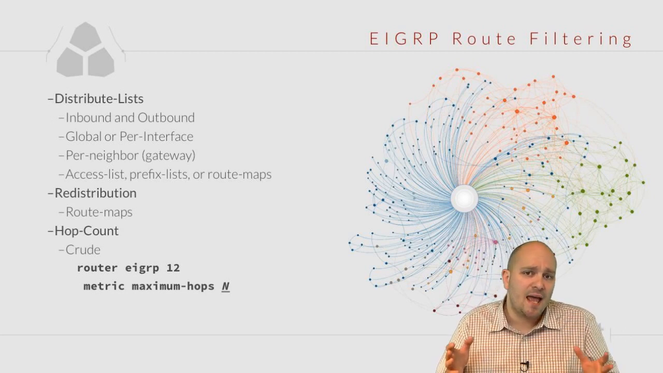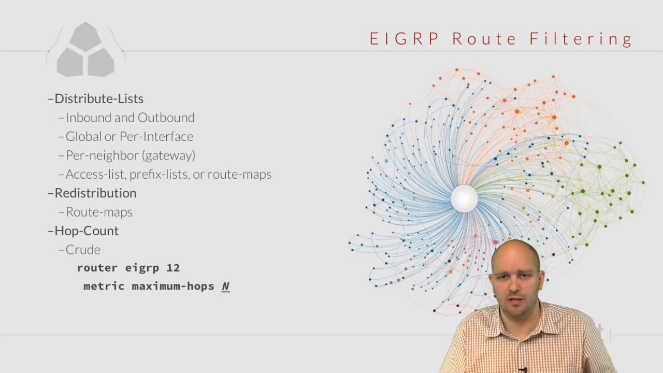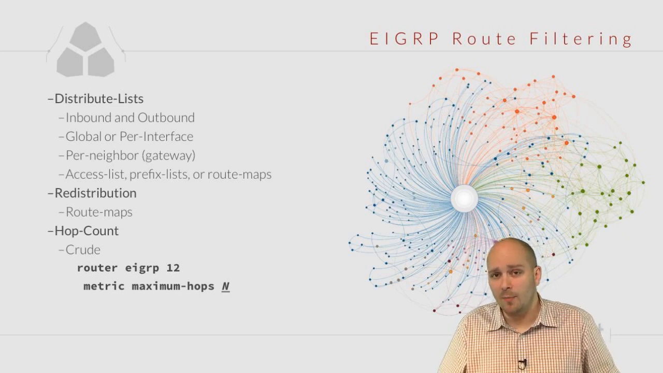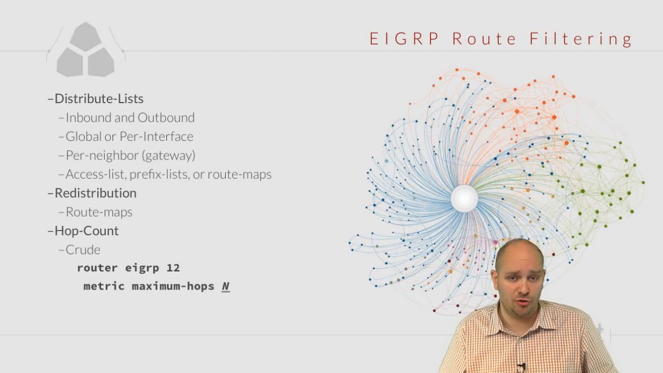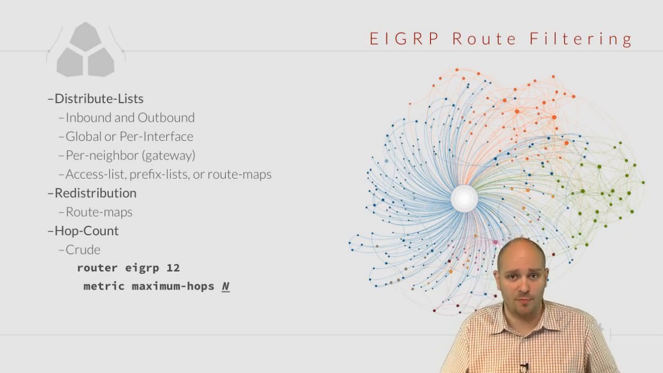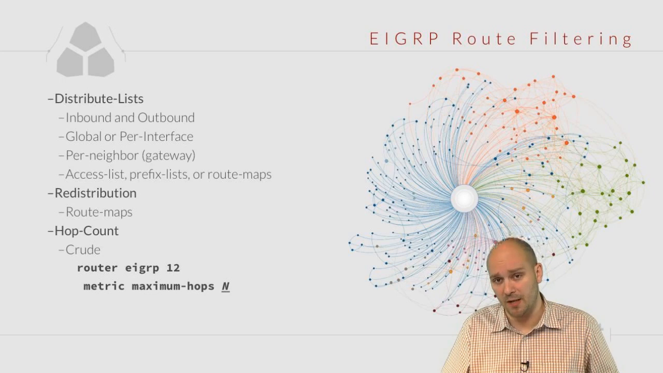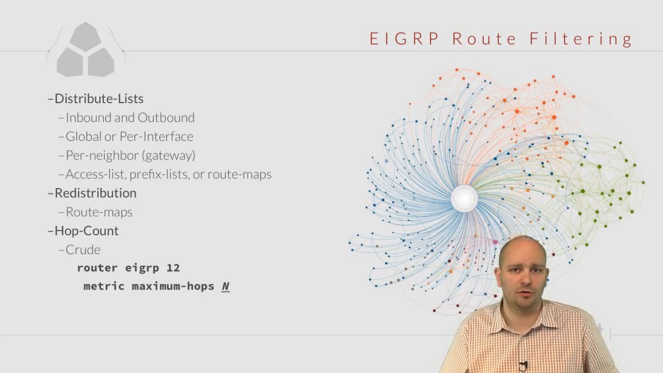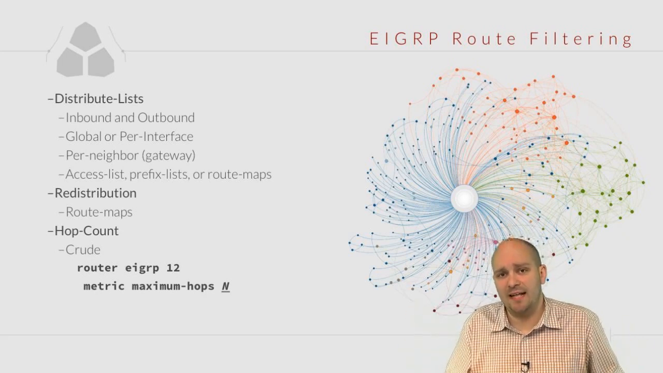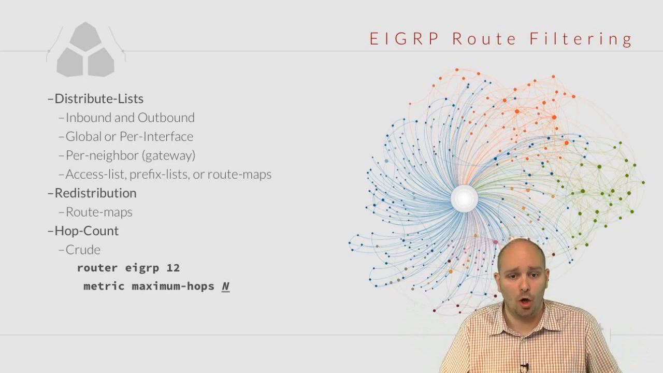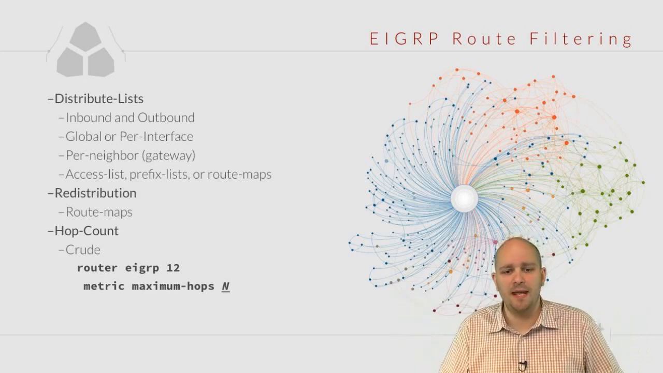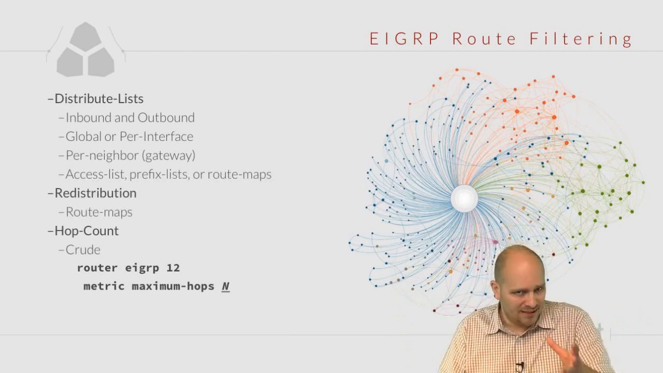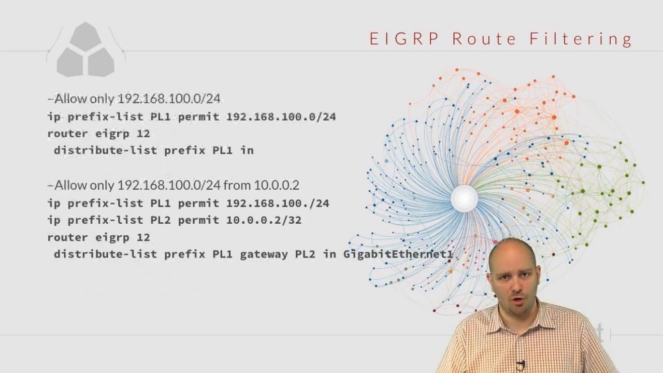And the third method, which is a relatively crude method in EIGRP, is to use the hop count for filtering. You might remember that hop count is one of the components of the vector metric that is carried on all the EIGRP updates, and this can be used for crude filtering. We can configure the router to accept only the routes that have hop count of a certain number or below. That can be done using router EIGRP and then specifying the maximum hops and then simply the number. But let's take a look at a few other examples of filtering.